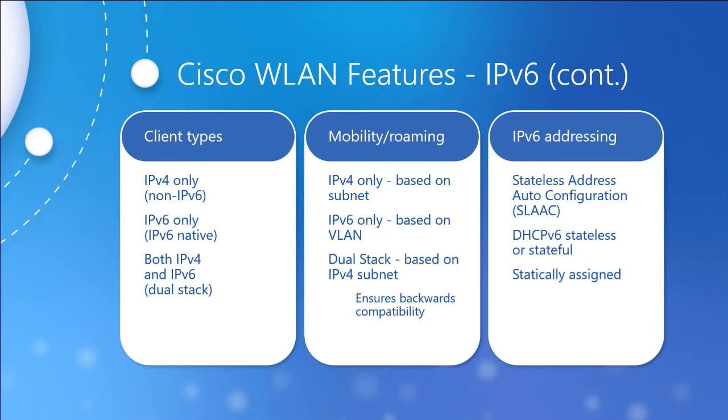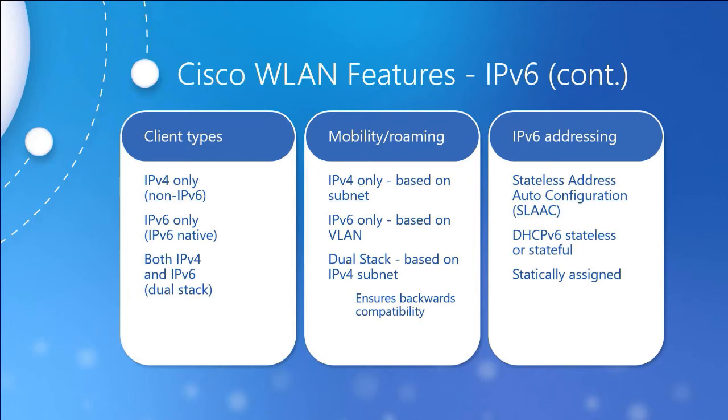Why is that information important? Well, based upon the client type, there are different pieces of information that determines how roaming occurs. With those IPv4 only clients, the subnet determines how and when roaming occurs. With IPv6 only, the VLAN determines how and when roaming occurs. For those dual stack clients, it basically adds the IPv4 subnet for backwards compatibility.